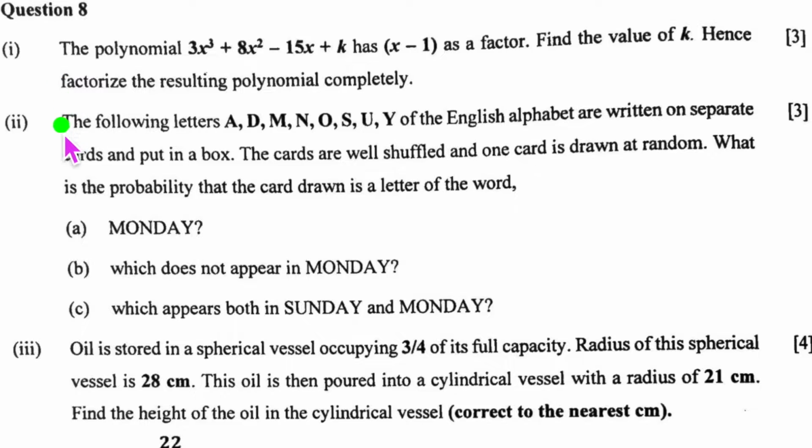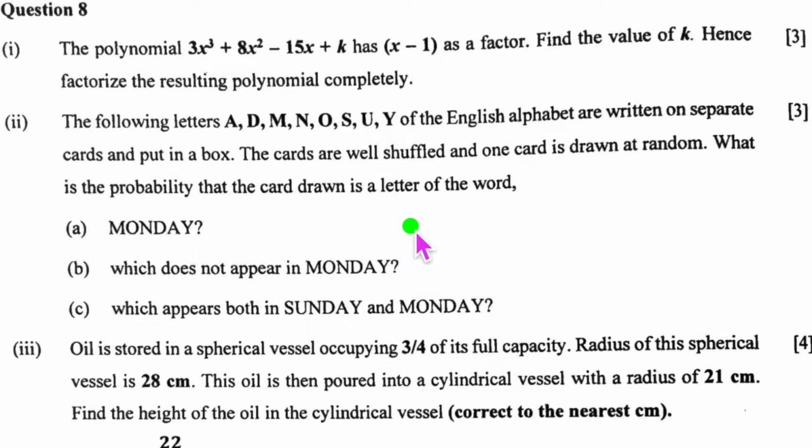Question 8, the second part. The following letters A, D, M, N, O, S, U, Y of English alphabet are written on separate cards and put in a box. The cards are well shuffled and one card is drawn at random. What is the probability that the card drawn is a letter of the word A, Monday, B, which does not appear in Monday, C, which appears both in Sunday and Monday? This is for 3 marks, so you will see each one of these subparts are for 1 mark.